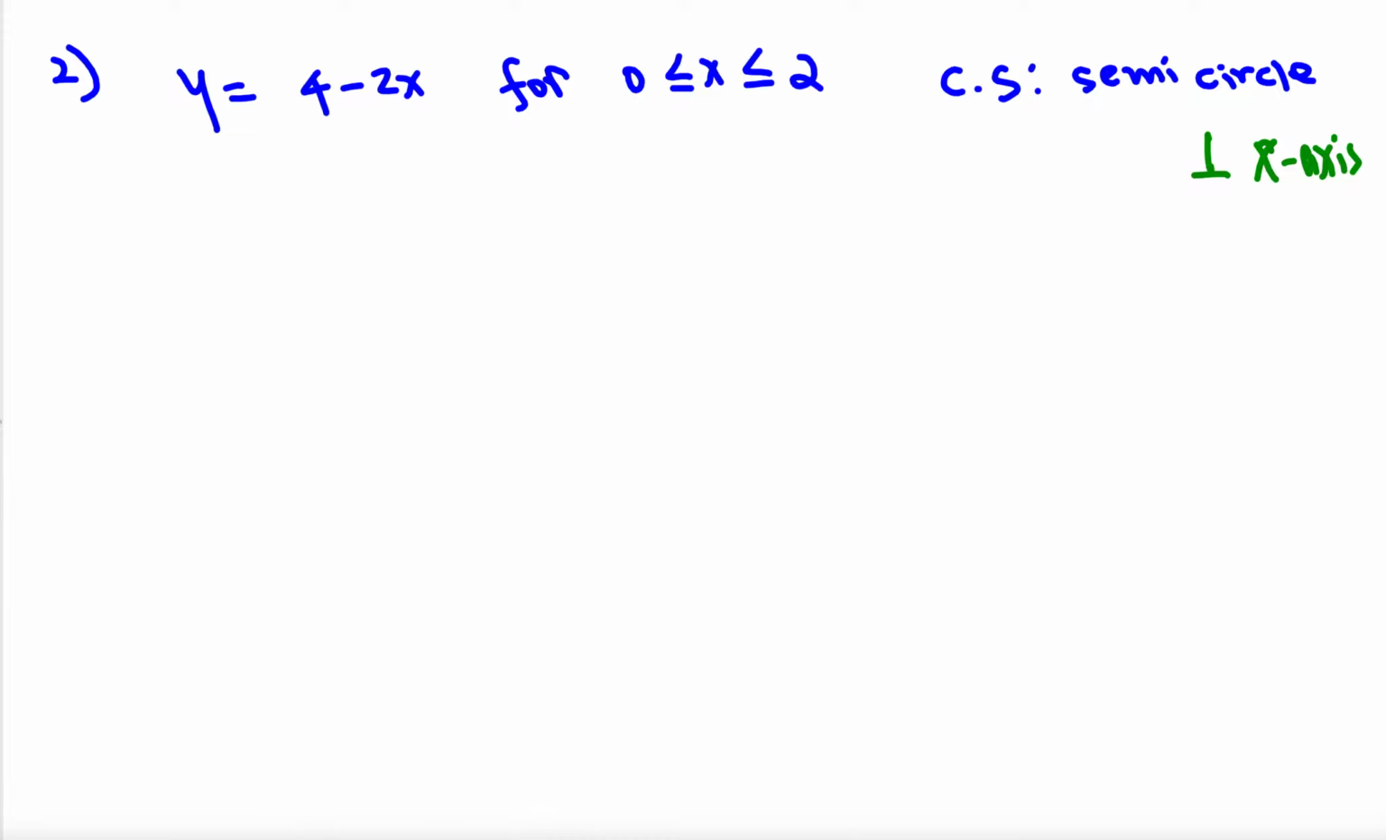Now, then let me try to sketch this one one more time. So here we get 4 minus 2x. The graph would have looked something like this. Now, each cross section perpendicular to the x-axis is a square. I mean the semicircle. So this can be my diameter. That can be my diameter. You can see that.